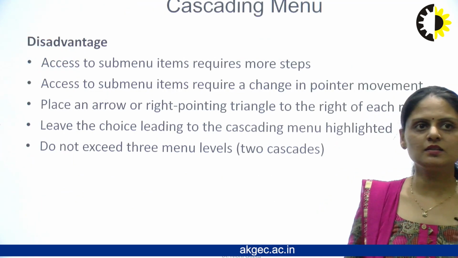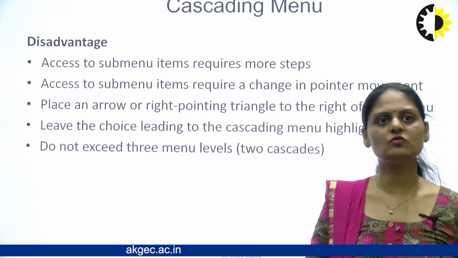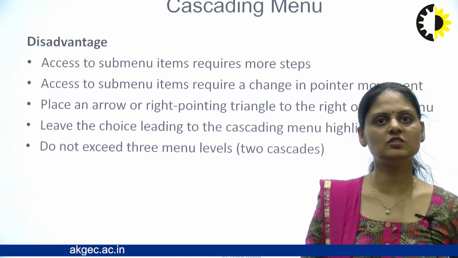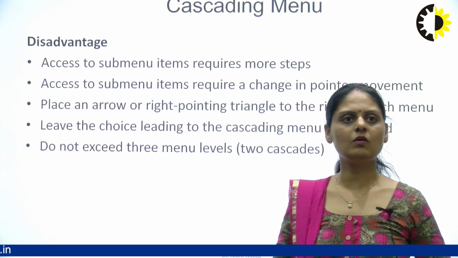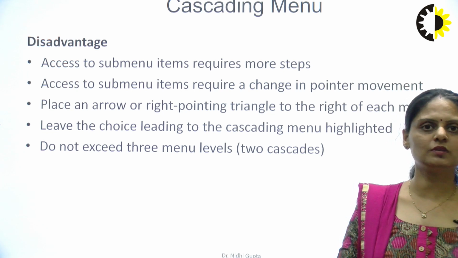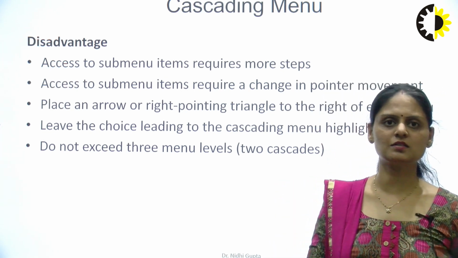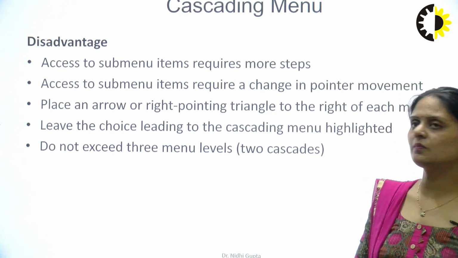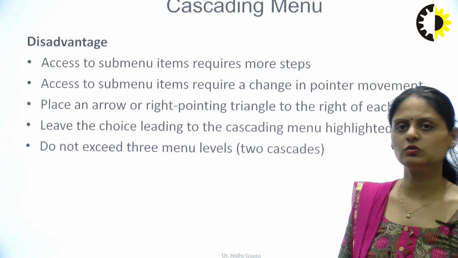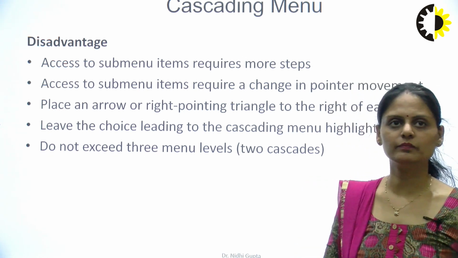The disadvantage is that accessing the sub-menu items requires more steps. Access to sub-menu items requires a change in pointer at the moment. Place an arrow or right pointing triangle to the right of each menu. Leave the choice leading to the cascade menu highlighted. Do not exceed 3 menu levels. So menu levels should be 2 to 3 maximum.